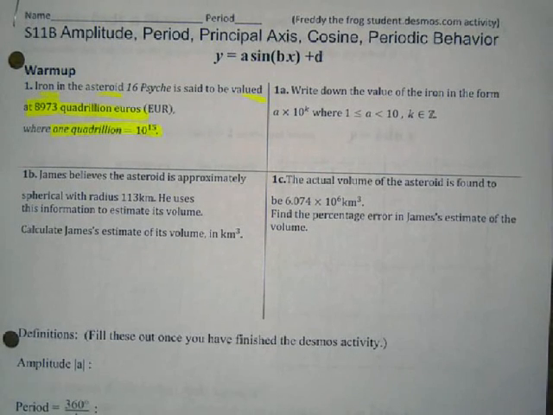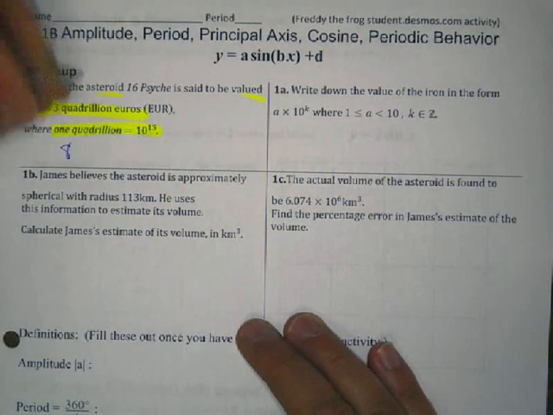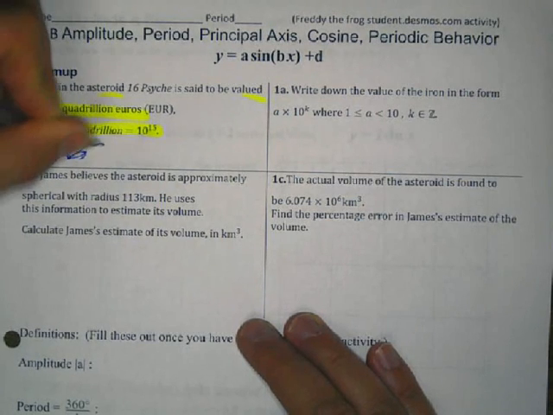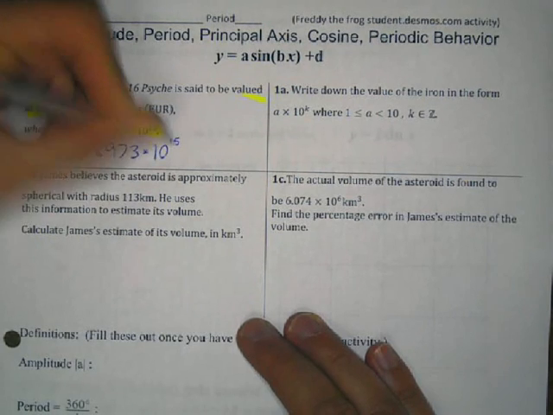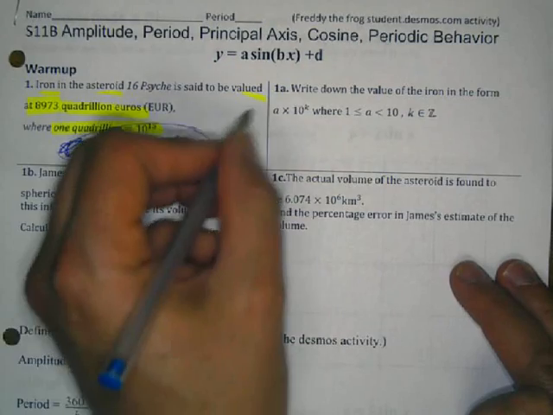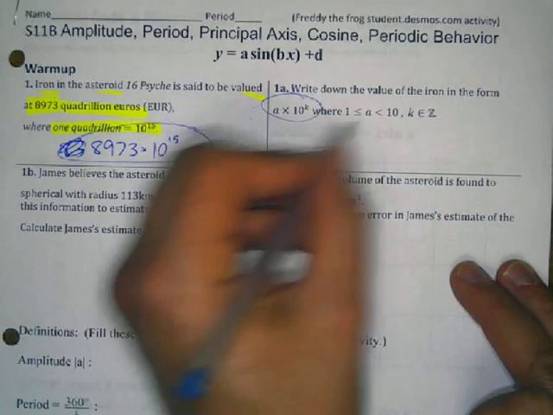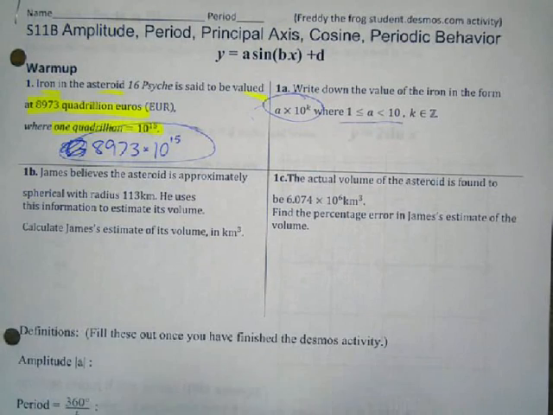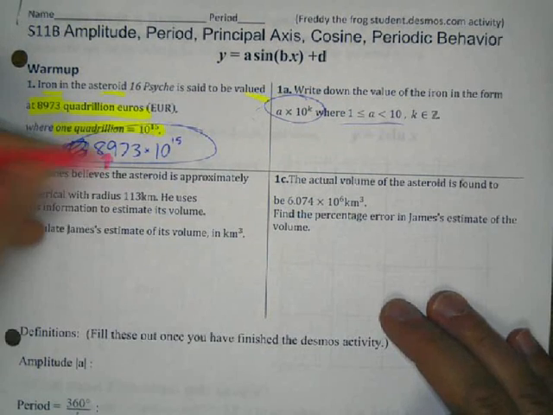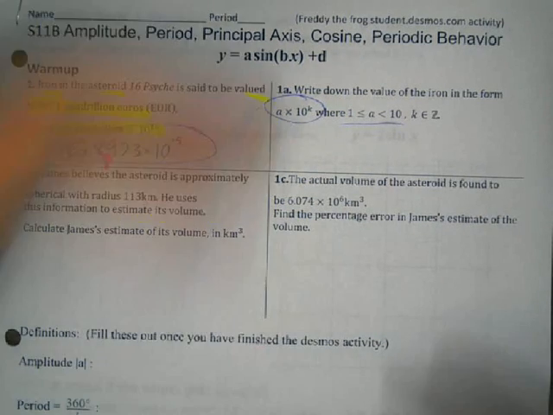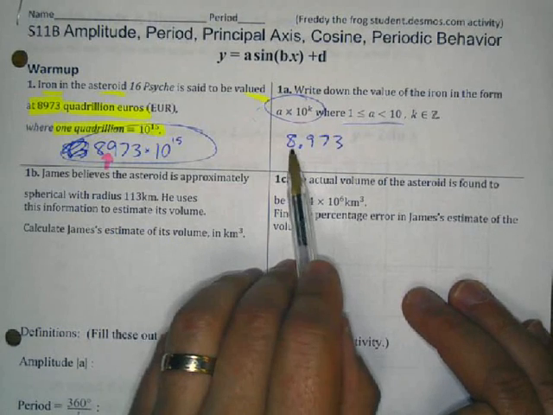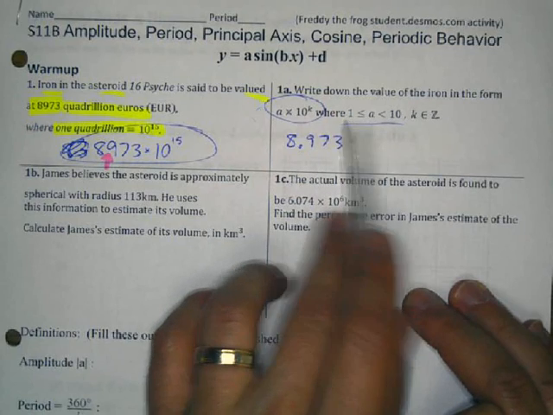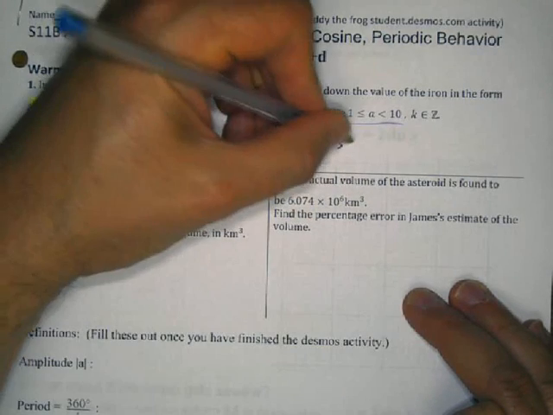So what we really have here is 8,973 times 10 to the 15th power. If I'm going to write this in this kind of form, where a is between 1 and 10, that means we're going to be putting a decimal right here. The reason is that if I put a decimal right there, I've got 8.973, and 8.9 is in between 1 and 10. Then we're going to have times 10 to some power.